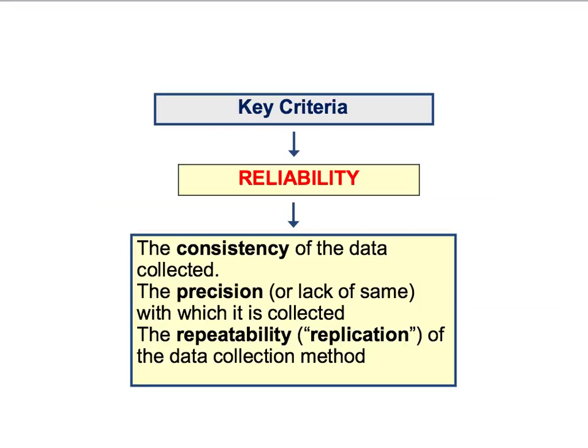So one of the most important benchmarks that we use to evaluate the quality of sociological research is reliability. And a reliable research method is one that allows for the consistent and precise collection of data and is one that can easily be replicated. So a reliable method is one that can be carried out over and over again in the same way. So the repeatability of the data collection method is at the heart of what we mean by reliability.